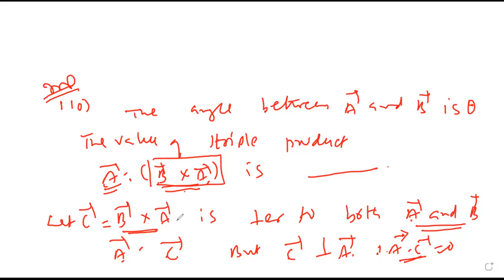I explained to you that the formula of change in velocity is 2v sine theta by 2, that I explained today. Yes, sir. Okay.